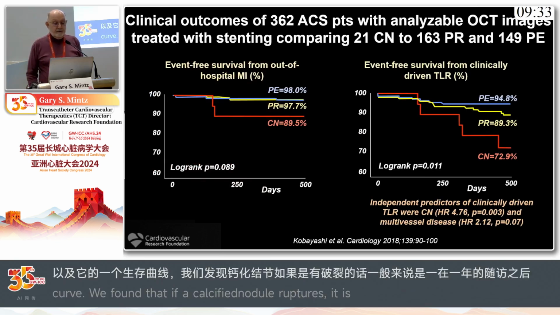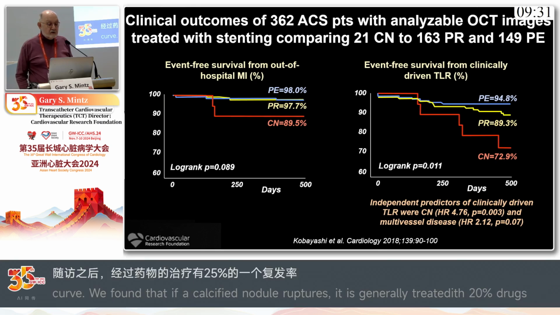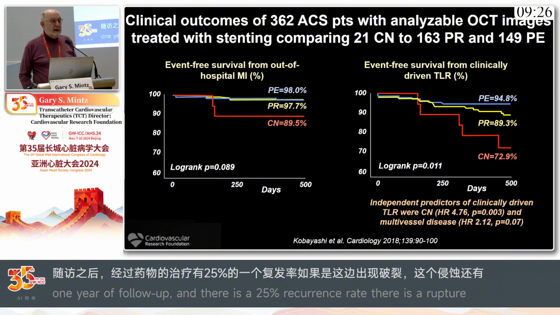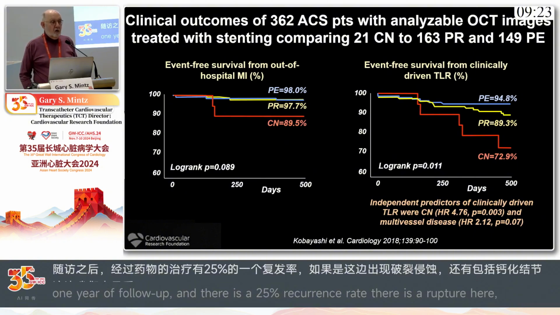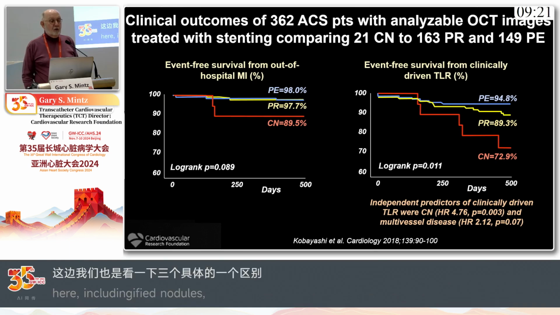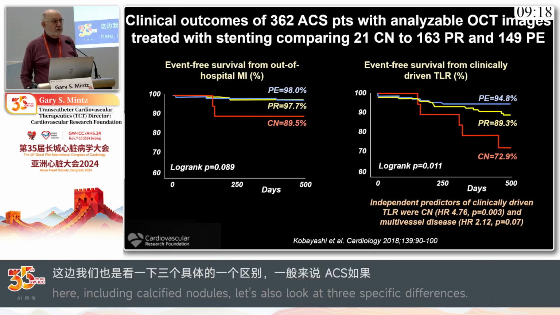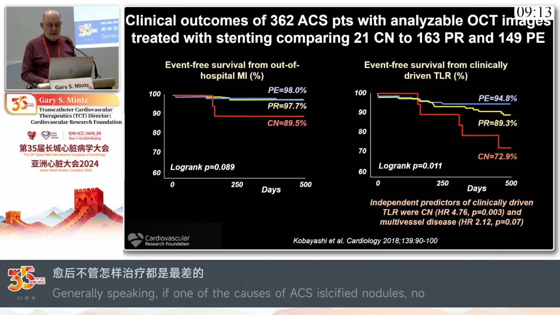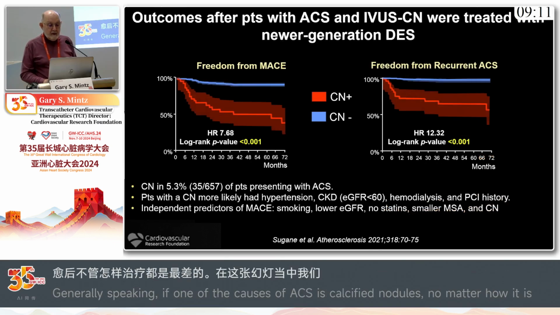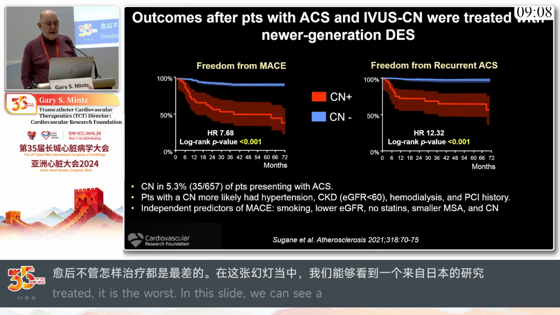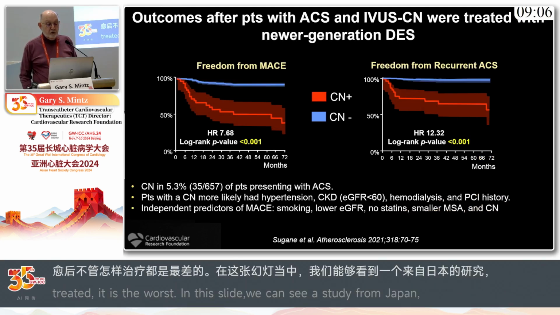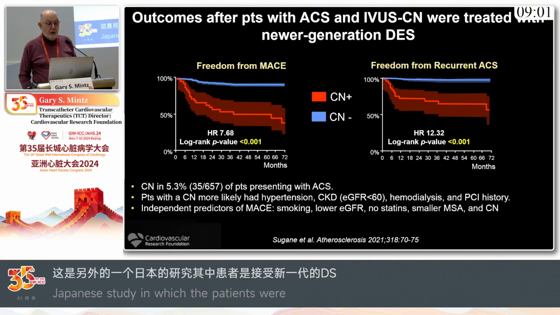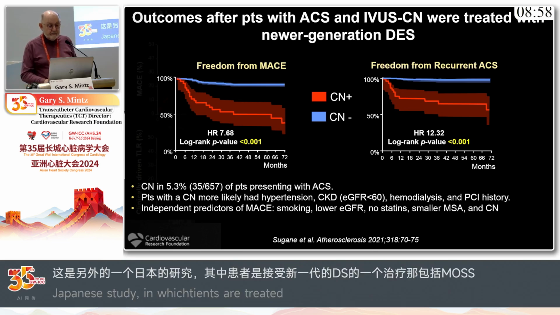Many studies have compared erosion, ruptures, and calcified nodules. I'll go through them kind of quickly because they all show the same thing. Calcified nodules, as the cause of acute coronary syndrome, have the worst outcome, no matter how you treat them. So here you have one study from Japan, where patients were treated with newer generation DES, and you can see the freedom from MACE at 6 years of follow-up is only about 50%.